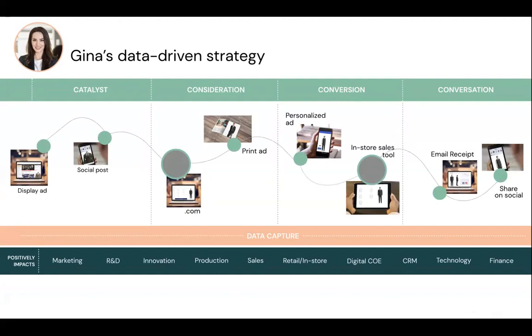And much of this is due to this layer of data capture that we have outlined here in pink. She's getting that all the way through the funnel. So let me just show you a few ways that getting that data capture through these smart assets can actually manifest.